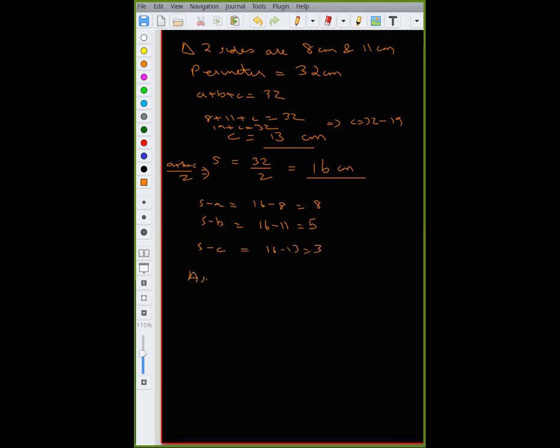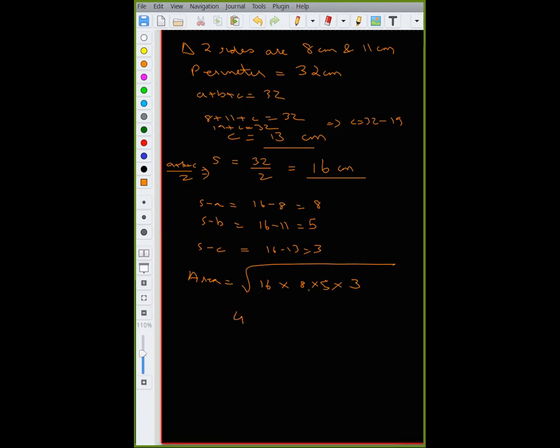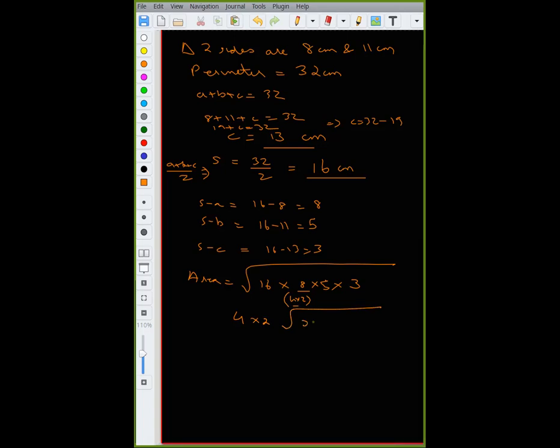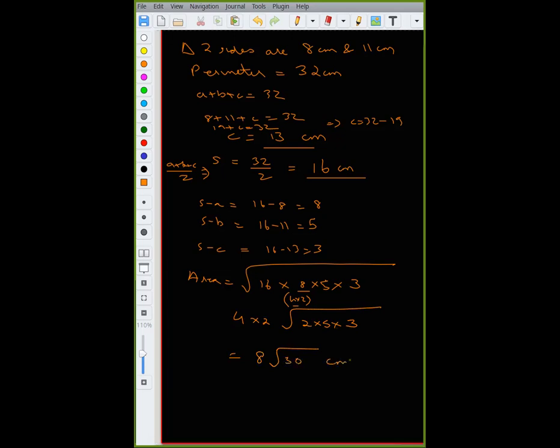So what is the area now? Area will be the whole root of S, which was 16, into 8 into 5 into 3. So we can take this out as 4. 8 I can write as 4 into 2. So again, 4 will come out as 2. And inside we'll be left with 2 into 5 into 3. No other pair can be made. So this will become 8 root 30 centimeter square.